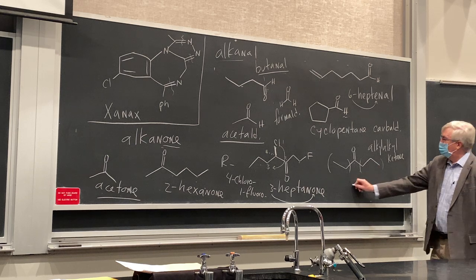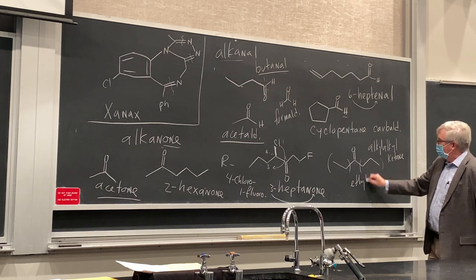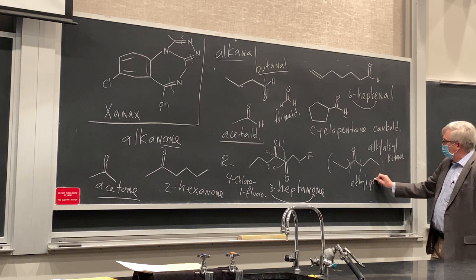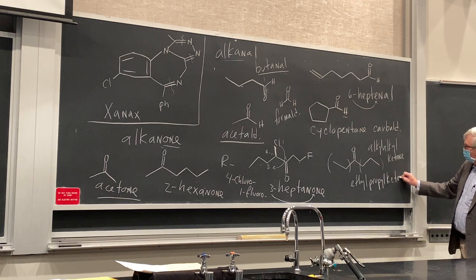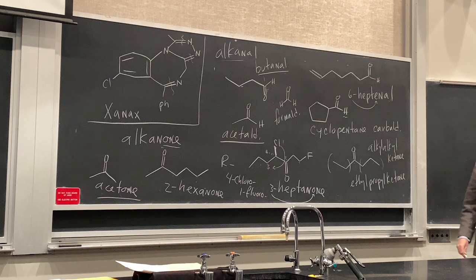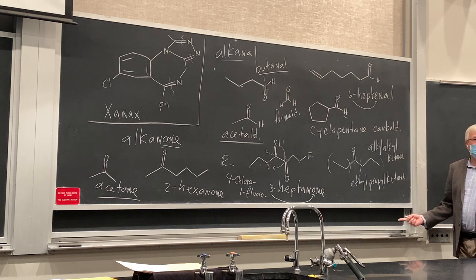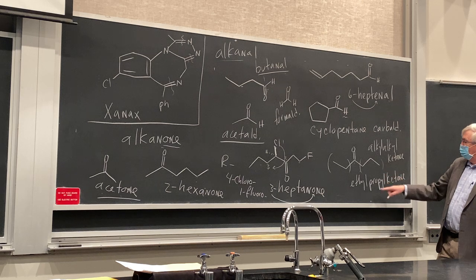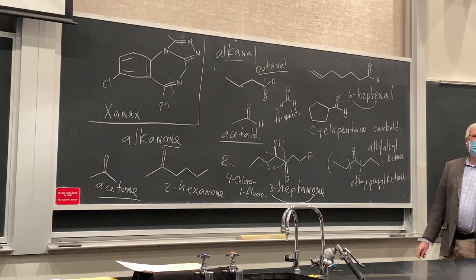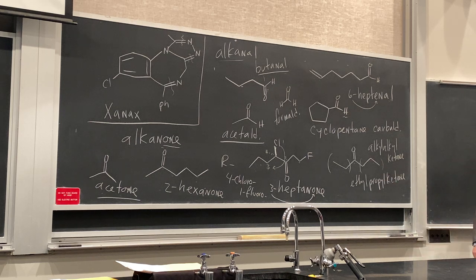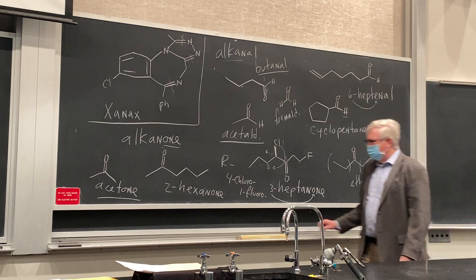So what would this be? This would be ethyl, and then propyl, and then ketone. Okay. So that's probably simpler, but what would be the more systematic IUPAC name for ethyl propyl ketone? Be 1, 2, 3, 4, 5, 6. It'd be what? 3 hexanone would be the more thorough way, I think. But anyway, questions on nomenclature?